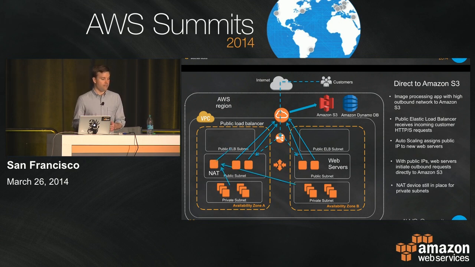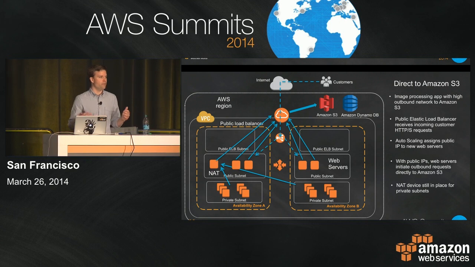Now we still have the NAT there for any private application resources you have behind that might need access to patch repositories or one-off accesses out, but it's not a bandwidth limiter anymore for your prime customer-facing infrastructure.